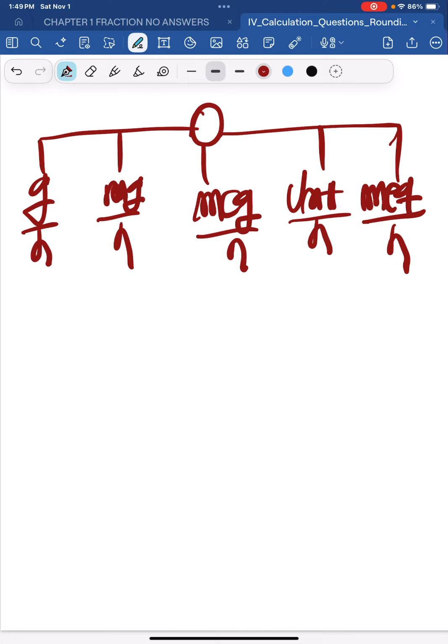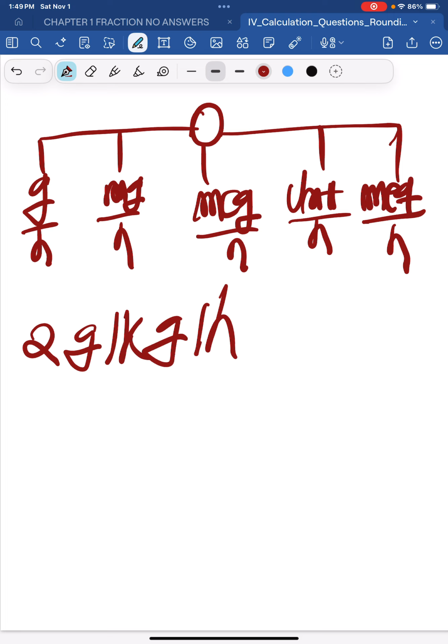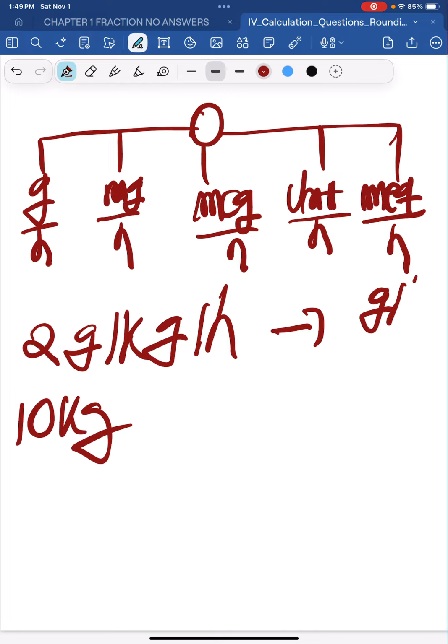If it's not, you have to bring them back to there. Example, if they give you 2 gram per kilogram per hour, and the weight is 10 kilogram, the only thing to bring this to gram per hour is to multiply 2 gram per kilogram by 10. You see that? And once you do that, the kilogram will go away.